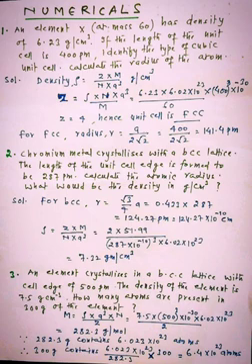So 300 gram of this particular element contains 6.023 into 10 power 23 upon 282.3 into 300, and this is equal to 6.4 into 10 power 23 atoms. So these are some numericals.